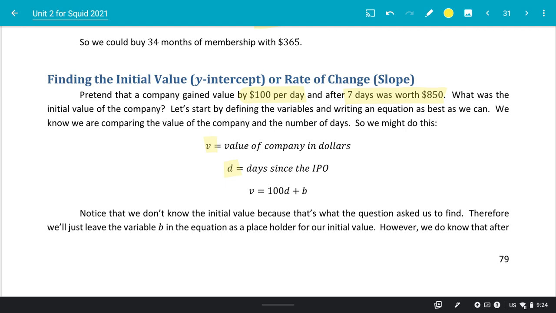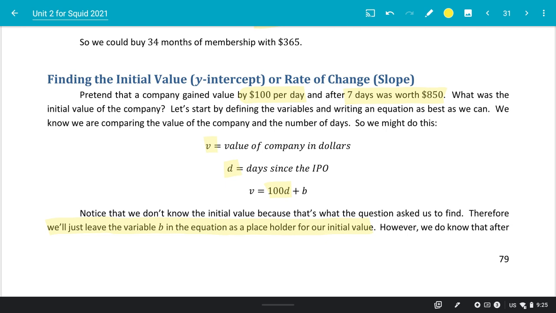So the only thing we really know at this time is our rate of change. So we plug that in front of the independent variable. Notice that we don't know the initial value because that's what the question asked us to find. Therefore, we'll just leave the variable B in the equation as a placeholder for our initial value.